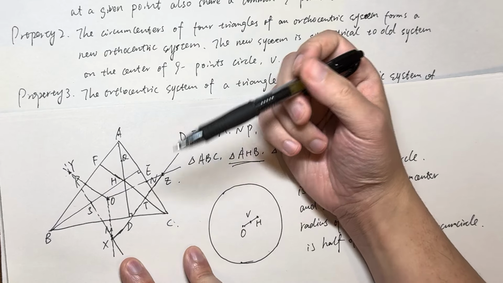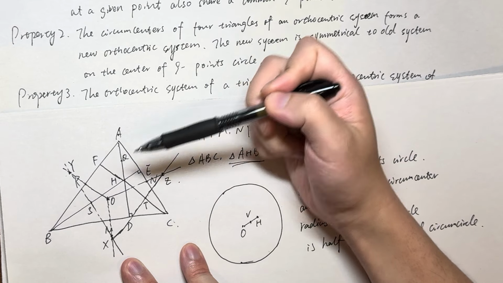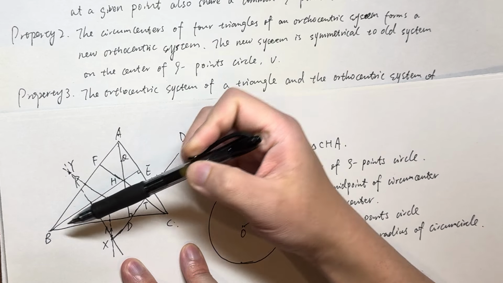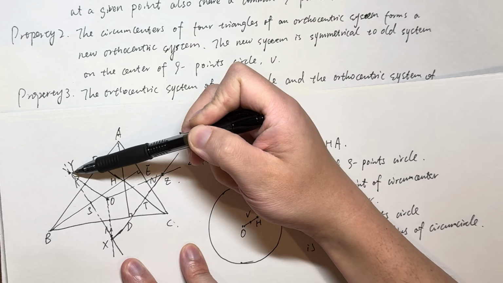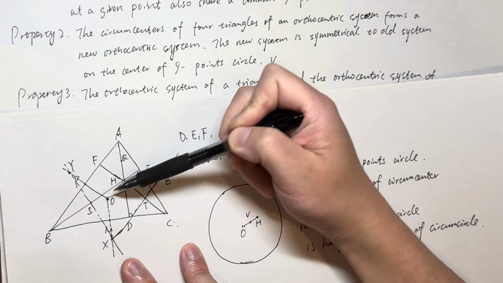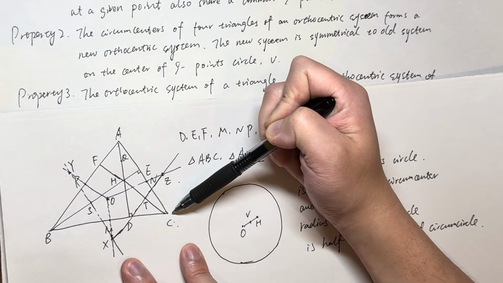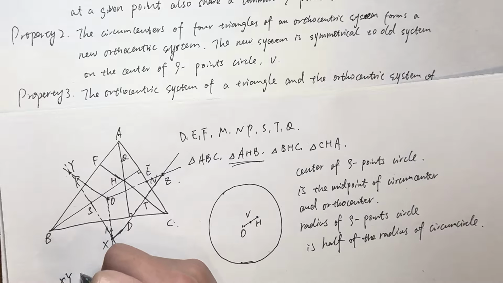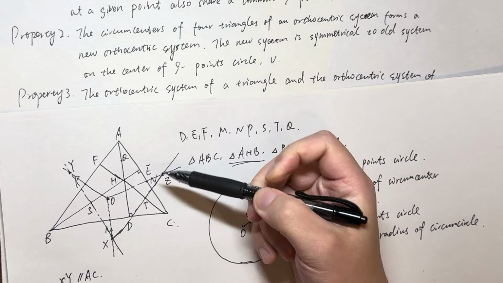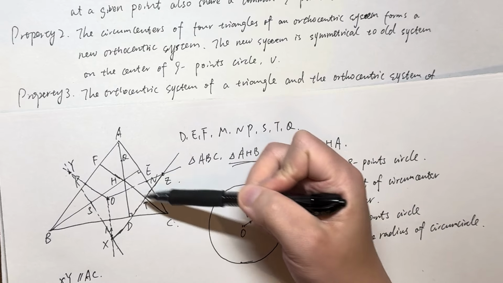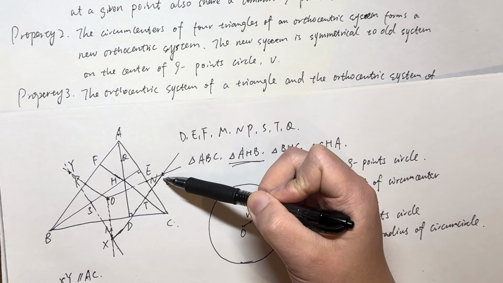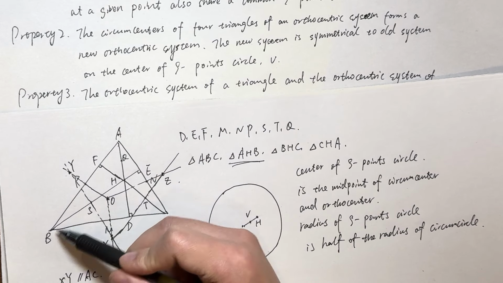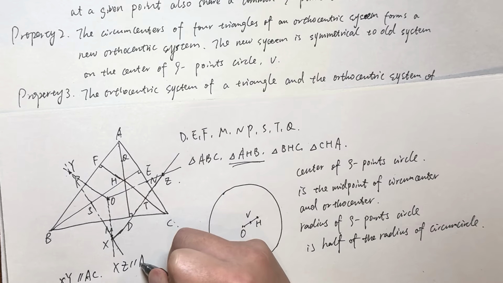Now just think about this. We know that BH is on line BE, right? Which means that BH is perpendicular to XY, and also BH is perpendicular to AC. That means XY is parallel with AC. And also because CF is perpendicular to XZ and CF is perpendicular to AB, we know that XZ is parallel with AB.